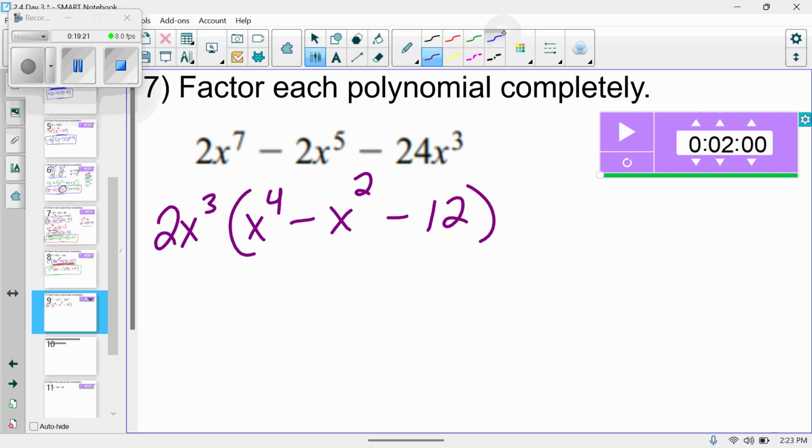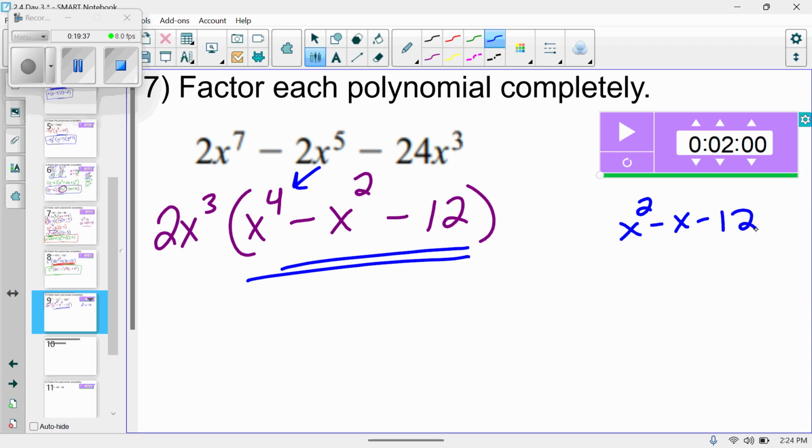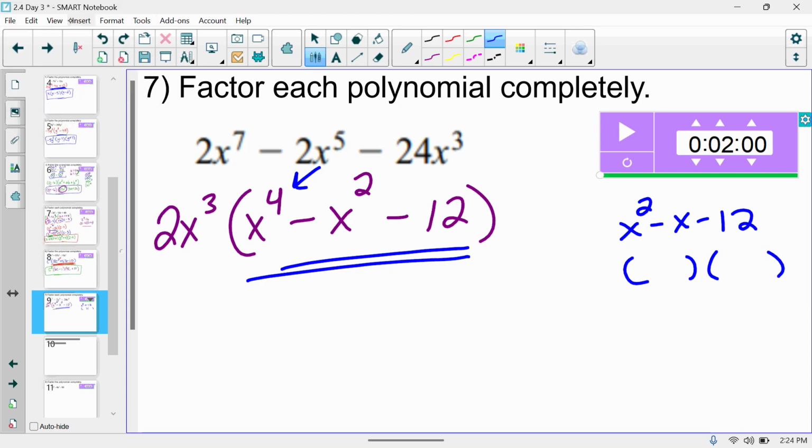Okay. So what's in here is degree 4, okay? But if you notice, it resembles a quadratic. Like, what if it were x squared minus x minus 12? That's just a quadratic instead. All I did was change the exponents. Would you know how to factor that? I want you to think about that for a second. So it'd be x minus 4 times x plus 3. How many of you knew that?